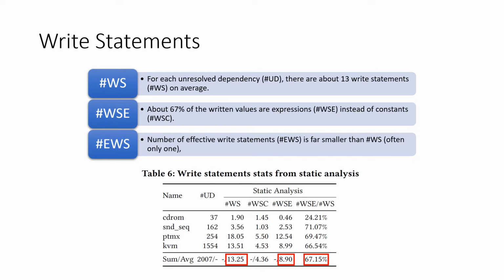For each unresolved dependency, there are about 13 write statements on average. About 67% of written values are expressions instead of constants, which means that it is difficult to identify the effective write statement by static analysis. Based on our manual analysis, the number of effective write statements is far smaller than the number of write statements, often only one.